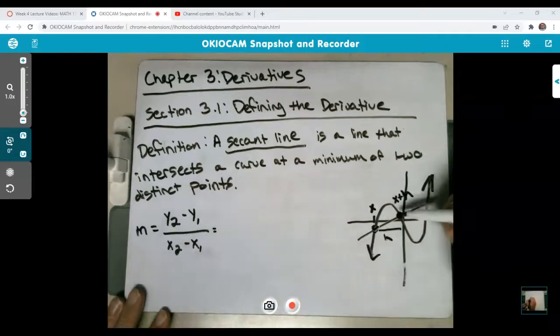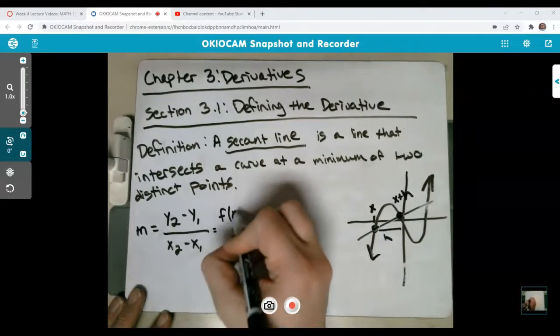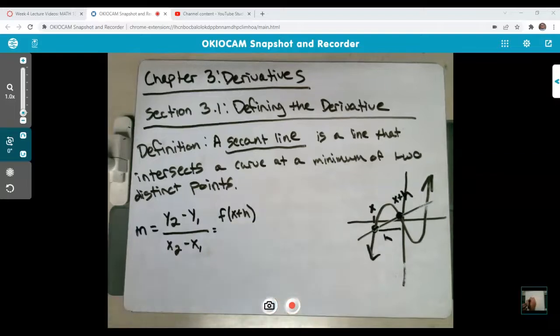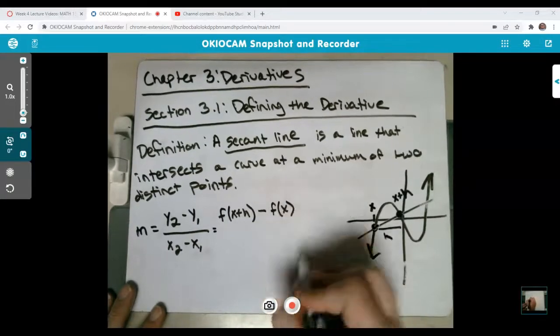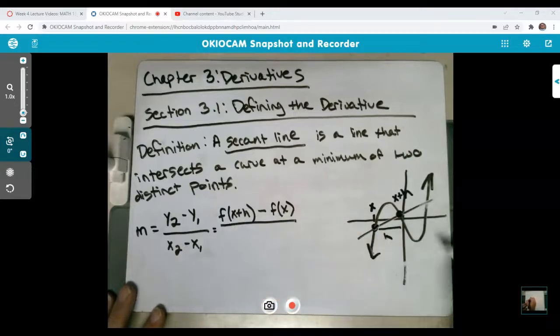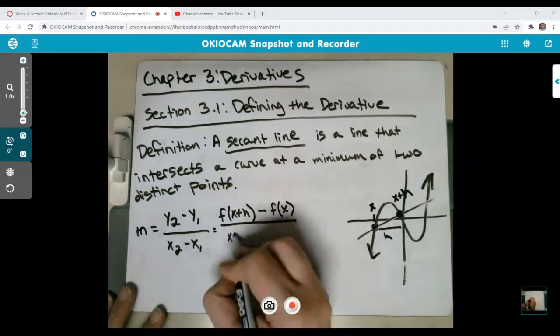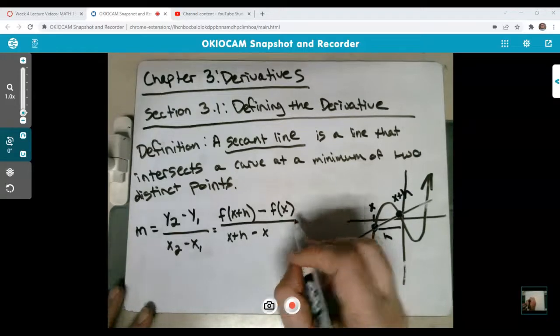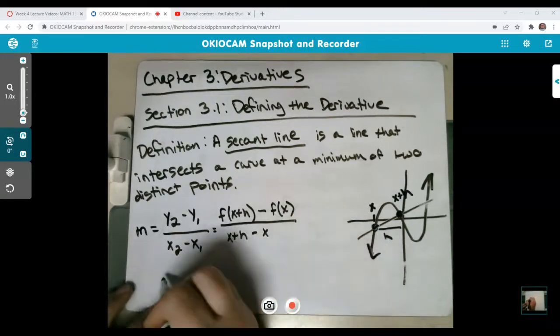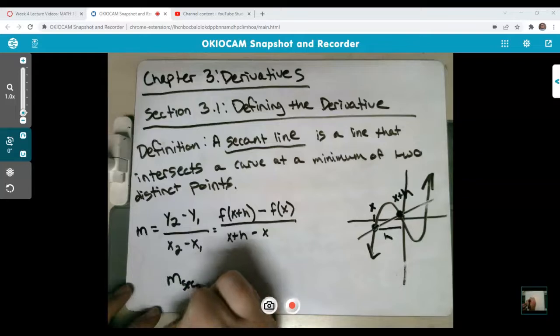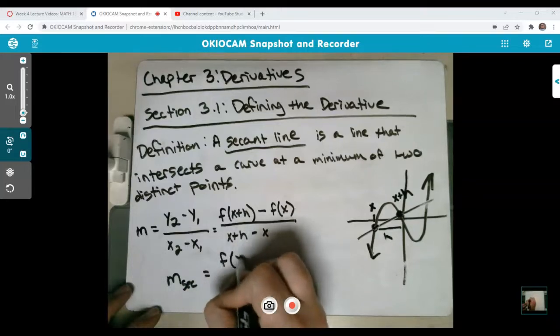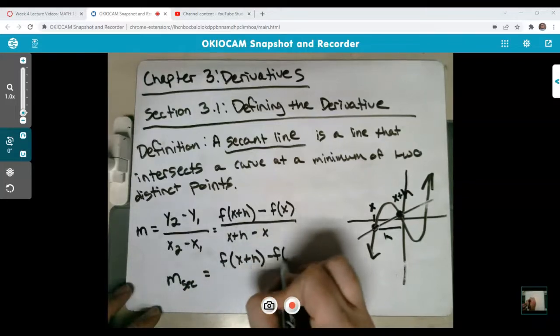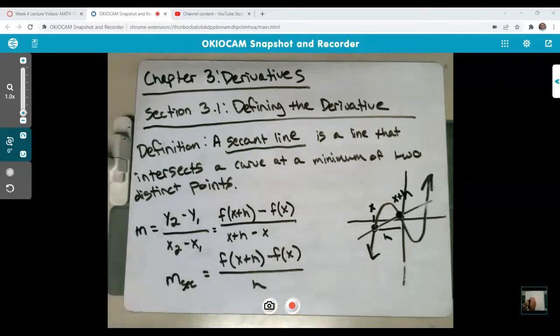So the y of point number 2 is f of whatever x plus h is. Minus the y of my first point, f of x. Over x2 was the x plus h part, minus the first x, which was an x. So if I reduce this as much as I can, I see the slope of a secant line is found by doing f of x plus h minus f of x over h.